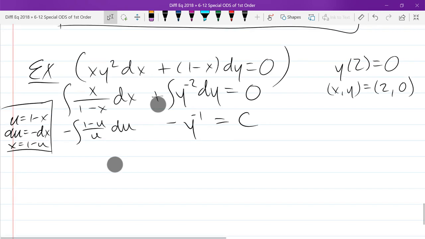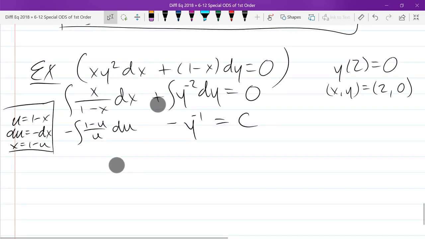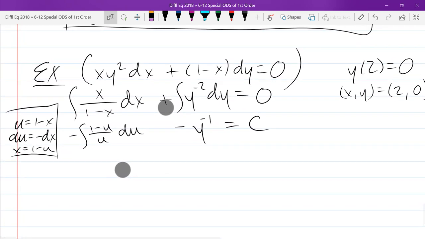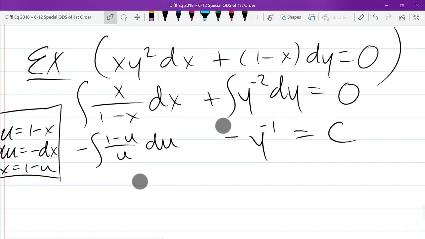Yeah, don't forget about the initial condition. I'm zoomed in, so you can't see the initial condition, but I want my handwriting to be better, so I don't want to keep zoomed out so my letters look pretty.